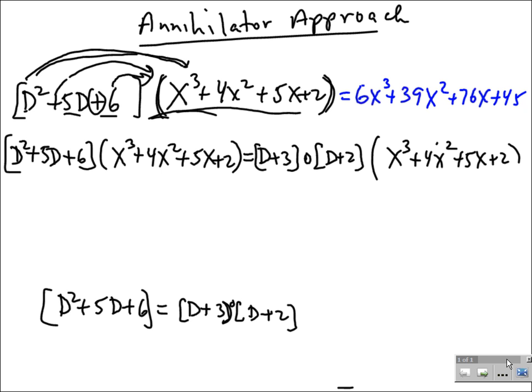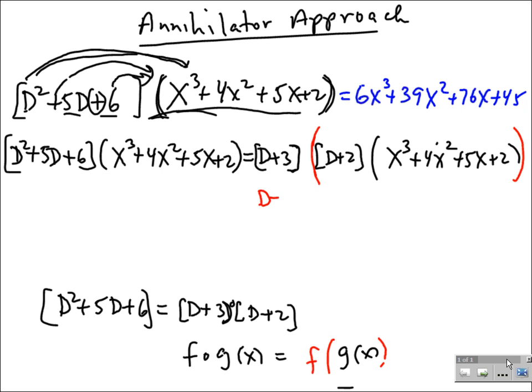Now, I said earlier how composition f circle g of x is first you do g of x, that is, in our case, first you do this, and then you take f of that. Okay, so you don't even need this composition symbol anymore. Absolutely, I could have done D plus 2 composed with D plus 3 operated on this polynomial.